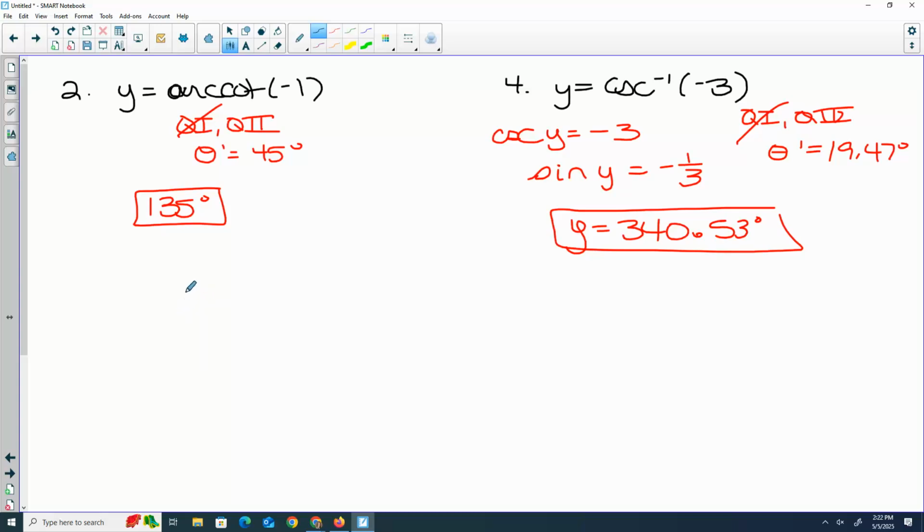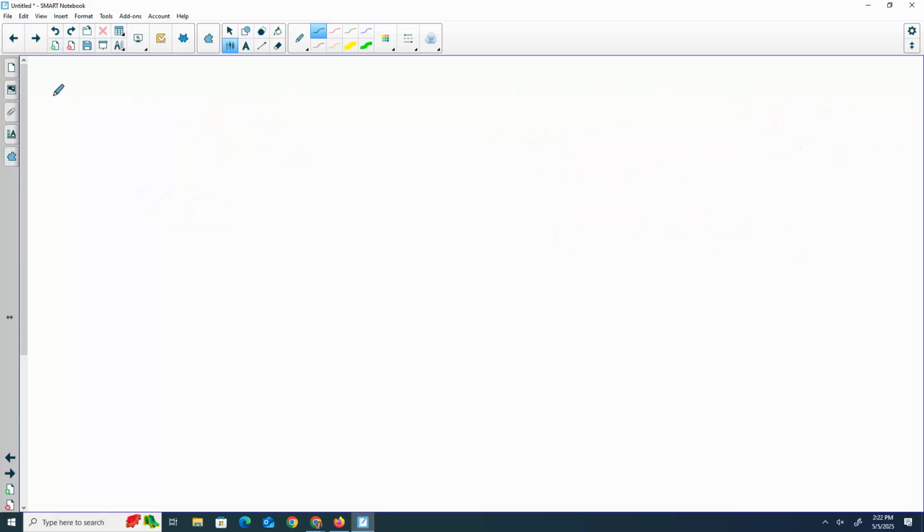What about 1 or 3? Do we need to go over those inverse problems? So problem 6.